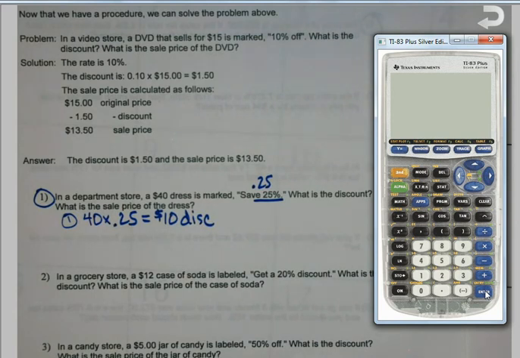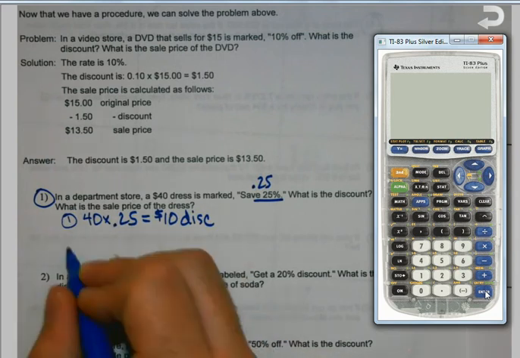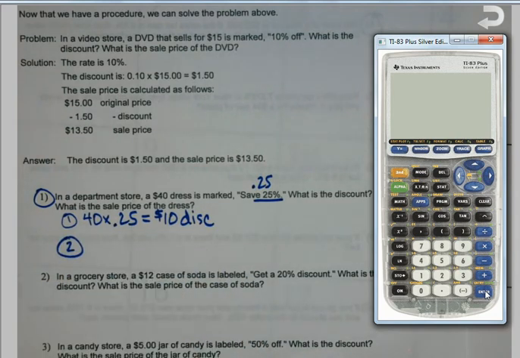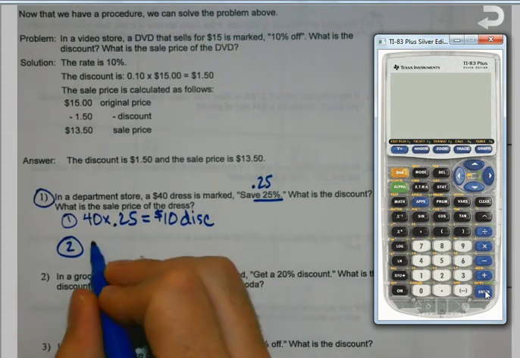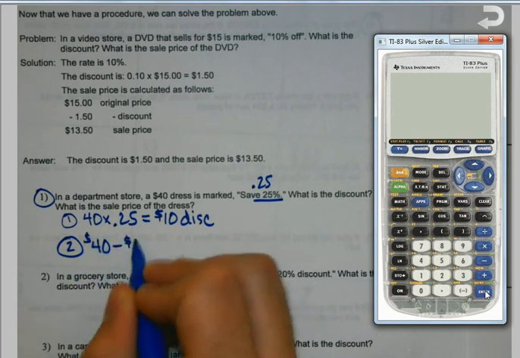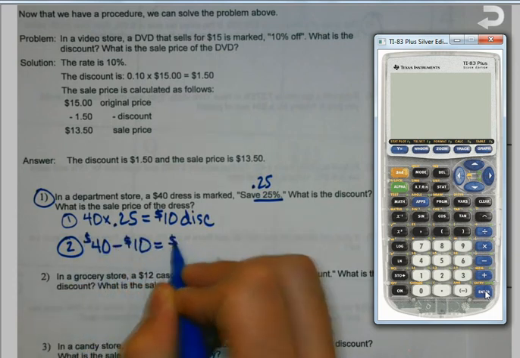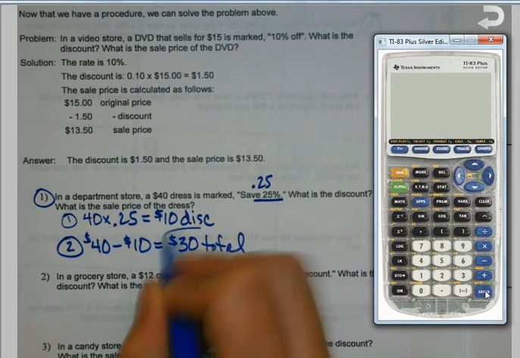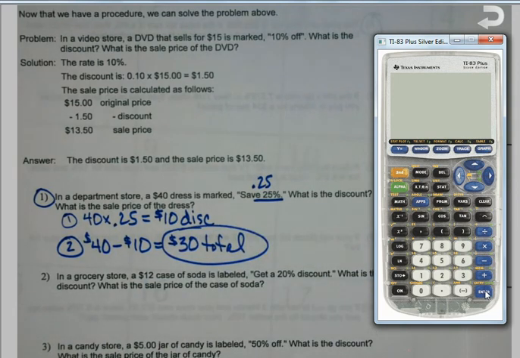But that's not the only question it asks me. It also asks me what's the sale price of the dress. So what's my last step to figure that out? Close. If it's discounted, we're going to take the $40 that it was originally and subtract the discount. And that's what the sale price would be, $30.